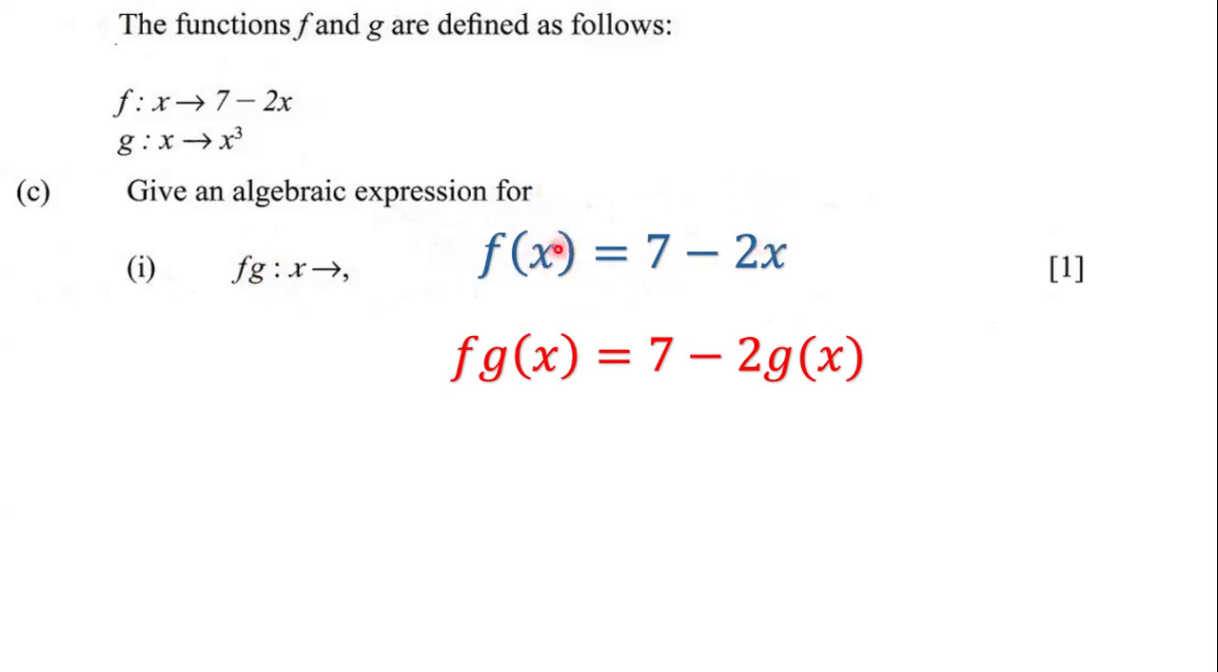So whenever we see x, we're going to put g of x. So we see x here, so we put g of x here, we see x here, so we put g of x here. And so f of g of x is equal to 7 minus 2 times g of x. But what is g of x? Well, g of x is simply x to the third power. So f of g of x is equal to 7 minus 2x cubed. And this is the answer. This is the algebraic expression for f of g of x.